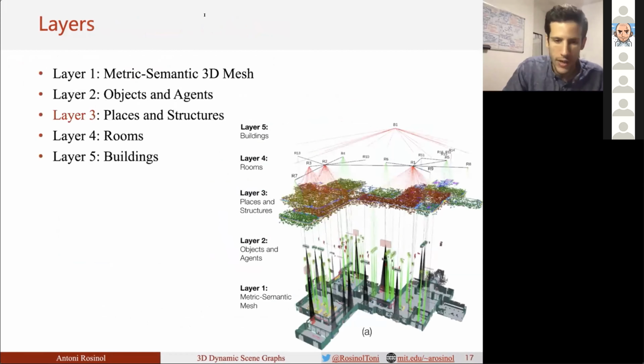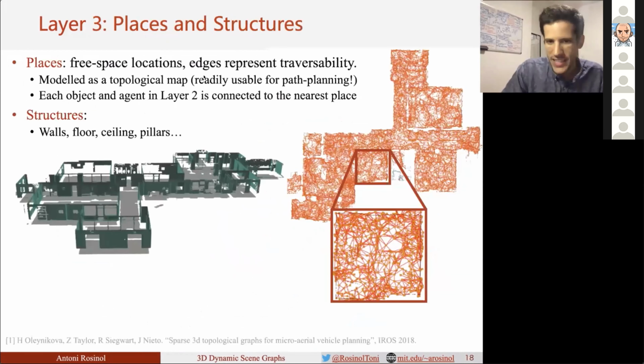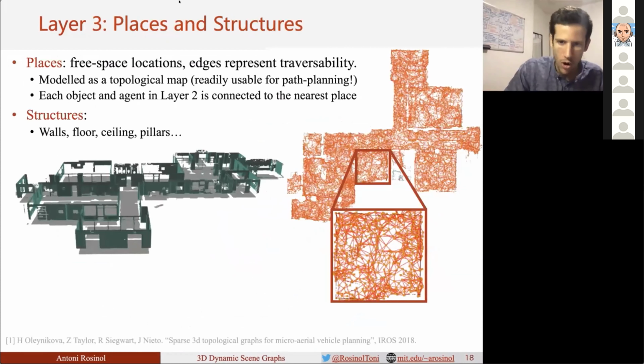Then, in layer 3, we encode places and the structure of the 3D scene. First, we define as a place a region of the scene that is not occupied and where the robot can navigate. Two places are connected by an edge if we can go from one place to the other in a straight path. Therefore, the constructed graph is a topological map and allows for path planning queries. We use the work of Oleynikova and colleagues to automatically build the topological graph. We further detect and represent the 3D structure of the scene as a combination of walls, ceiling, and floor, as can be seen in the left figure.